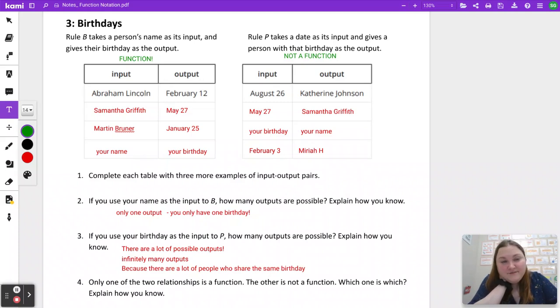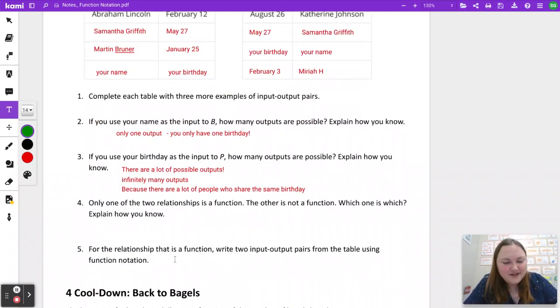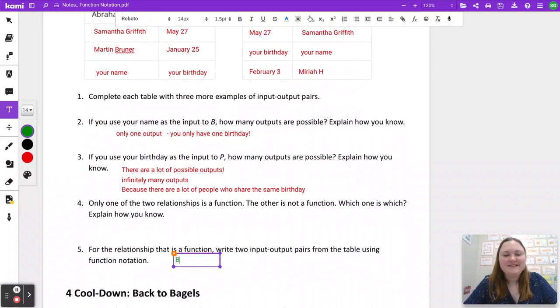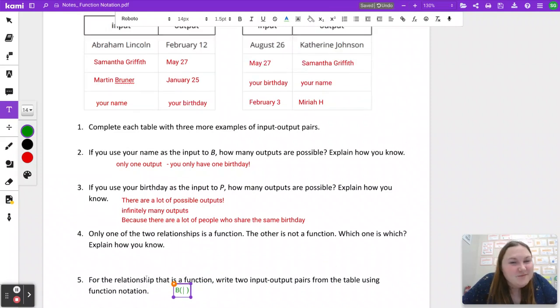Remember from the first part, we said in order to use function notation, there's two or three key things we're looking for. The first thing I need is the function name. And so it was already named for us. It was named with the letter B. So when I go to start my function notation, I'm going to put down the letter B. And then I'm going to have some parentheses. Do you remember what goes in parentheses? What goes inside is always going to be your input.